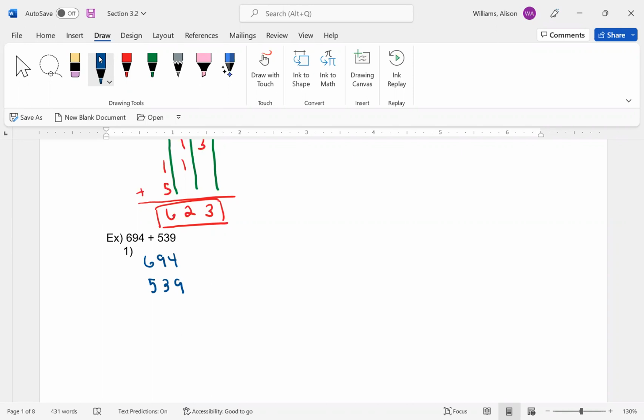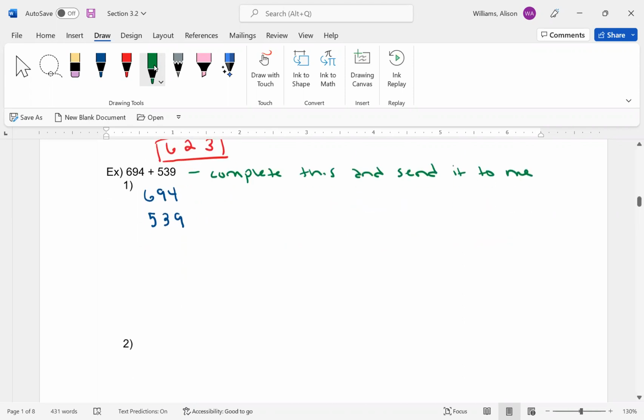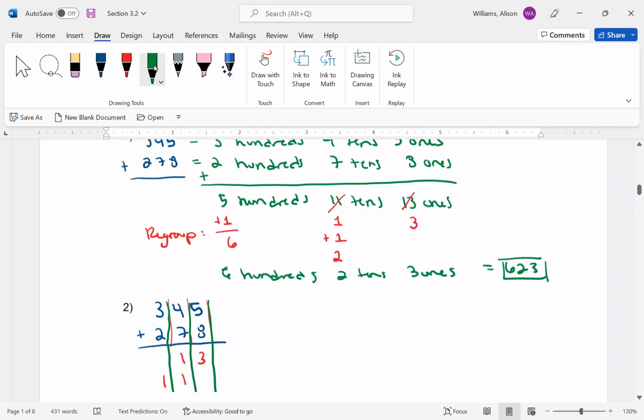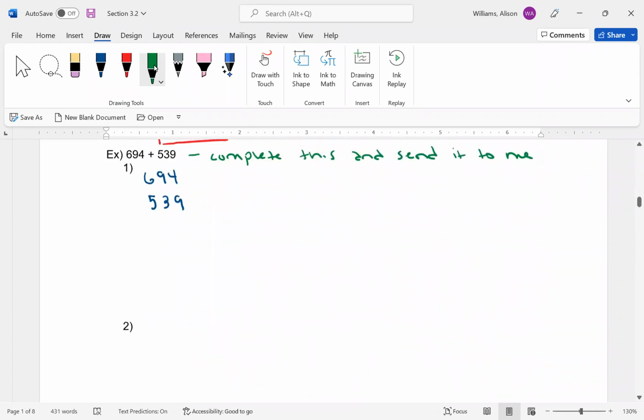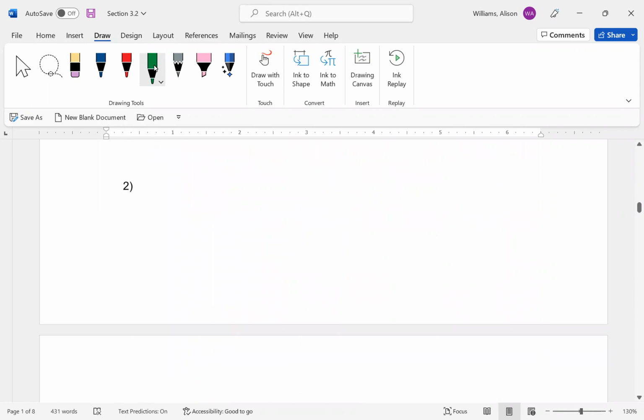Here's what I want you to do. I want you to complete this problem and send it to me. So just snap a picture of it and send it to me. That way I know that you understand this concept and that you completed the notes. Okay. So do the two methods. The two methods we just did up here for the partial sums, do both methods and then send me your work. Okay. Just snap a photo, send me your work.